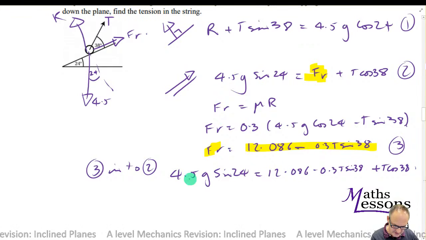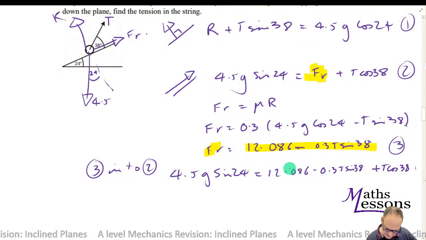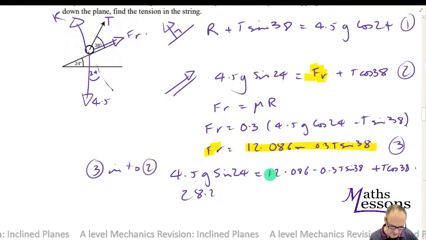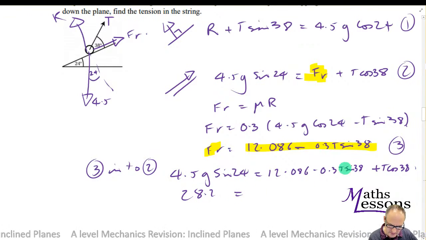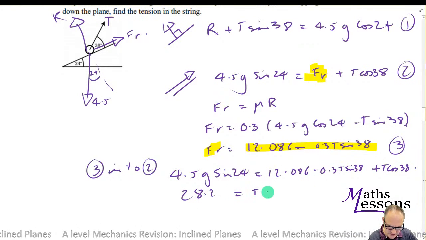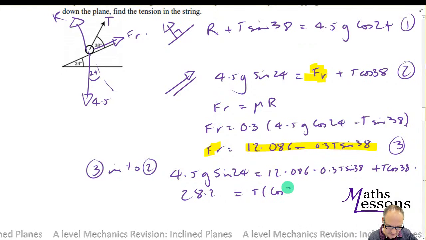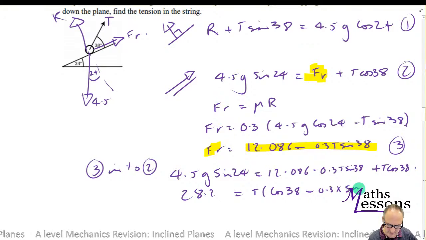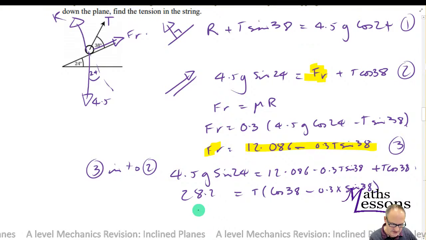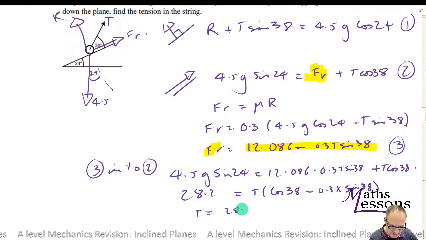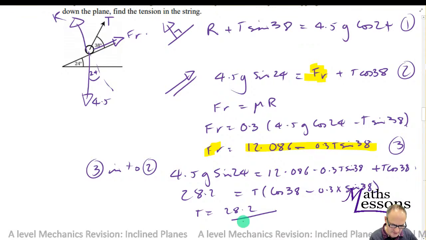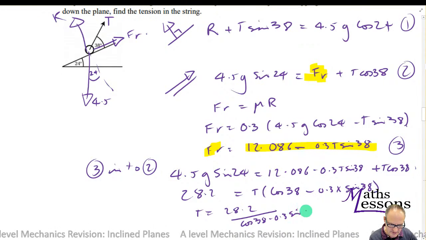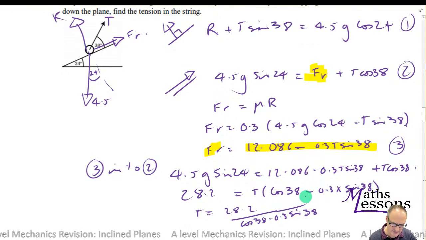So I'm going to take this away, work this out and take this away, and when I've done all that, it comes out to be 28.2 roughly. And that's going to equal, let's just factorize out the T. So we're going to get T, and I'm going to have cos of 38 minus 0.3 times sine of 38. So T will equal the 28.2 divided by cos of 38 minus 0.3 sine of 38. And I'll just work that out for completeness for you.